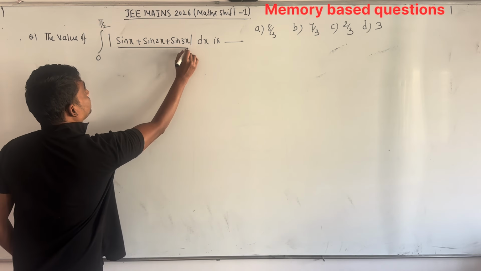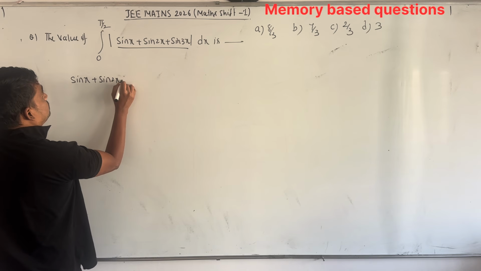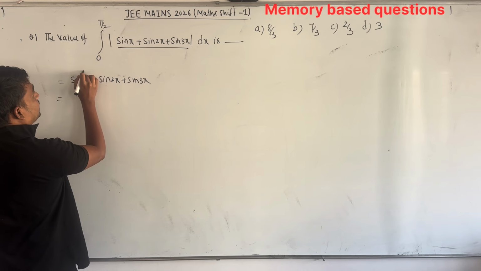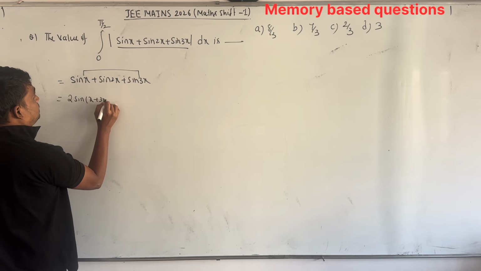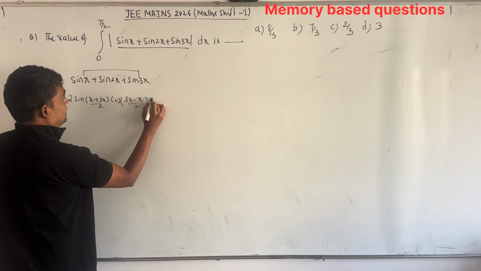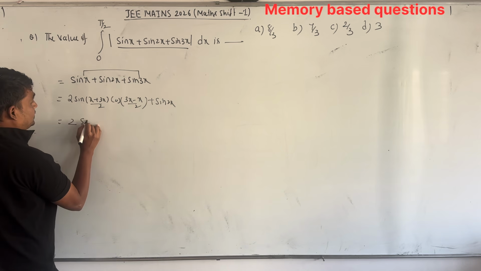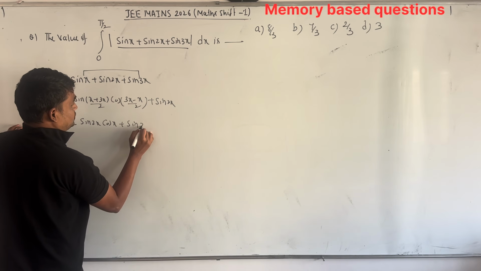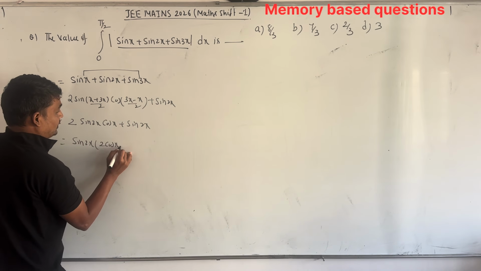So let us take this full equation now. Sin x plus sin 2x plus sin 3x value. Okay, if we take the sin c plus sin d formula, what do you get here? 2 sin of (c plus d) by 2 cos of (c minus d) by 2, plus sin 2x. So from here we got sin 2x, 2 sin 2x cos x plus sin 2x. We can take the sin 2x common. If we take sin 2x common, we got 2 cos x plus 1.